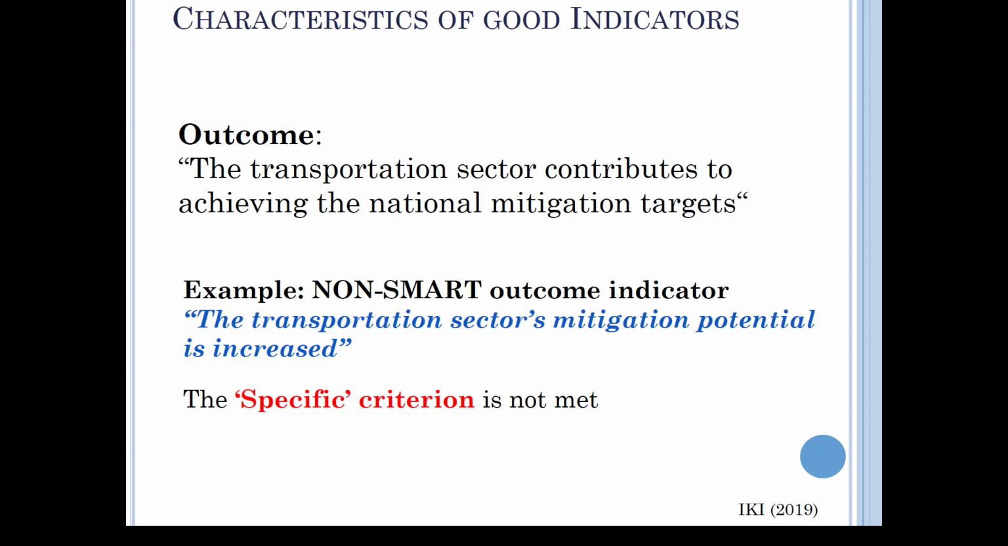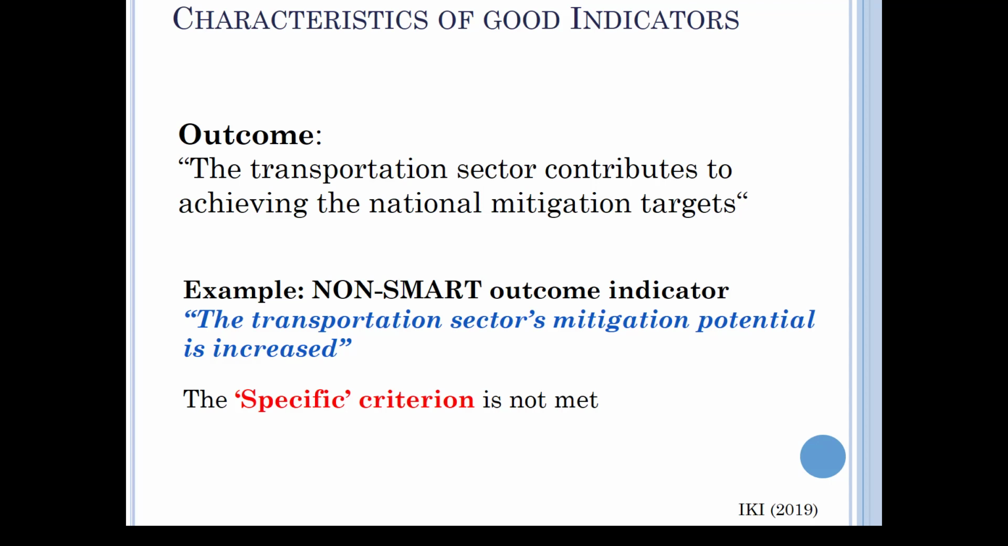Given the outcome, let's say the transportation sector contributes to achieving the national mitigation targets. An example of a non-SMART outcome indicator in this example will be the transportation sector's mitigation potential is increased. What is wrong here? For example, the specific criterion is not met. Specific means that it needs to be defined unambiguously and precisely. Like I've said before, the indicator must be clearly and precisely defined and the outcome must be appropriately represented.